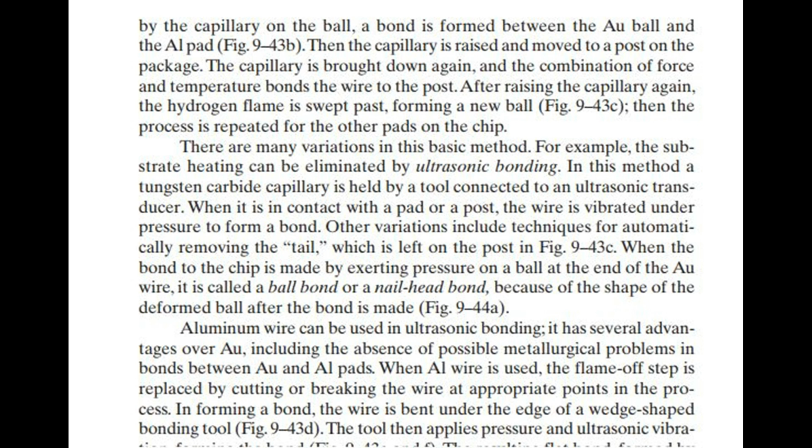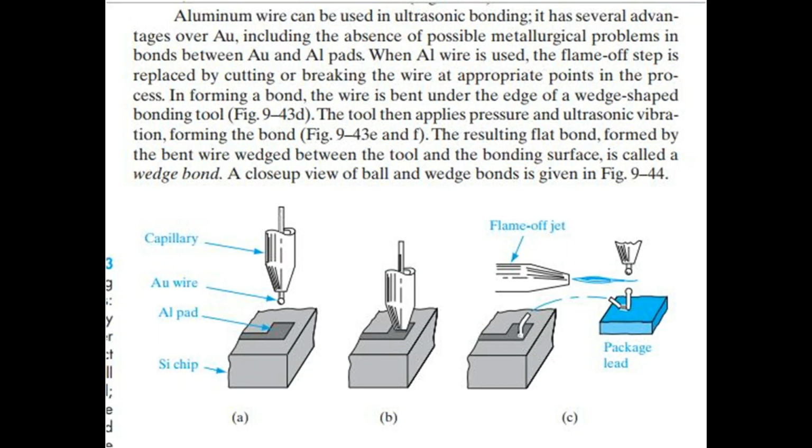When aluminum wire is used, the flame-off step is replaced by cutting or breaking the wire at appropriate points in the process. In forming a bond, the wire is bent under the edge of a wedge-shaped bonding tool, Fig 943d. The tool then applies pressure and ultrasonic vibration, forming the bond, Fig 943e and f. The resulting flat bond, formed by the bent wire wedged between the tool and the bonding surface, is called a wedge bond. A close-up view of ball and wedge bonds is given in Fig 944.